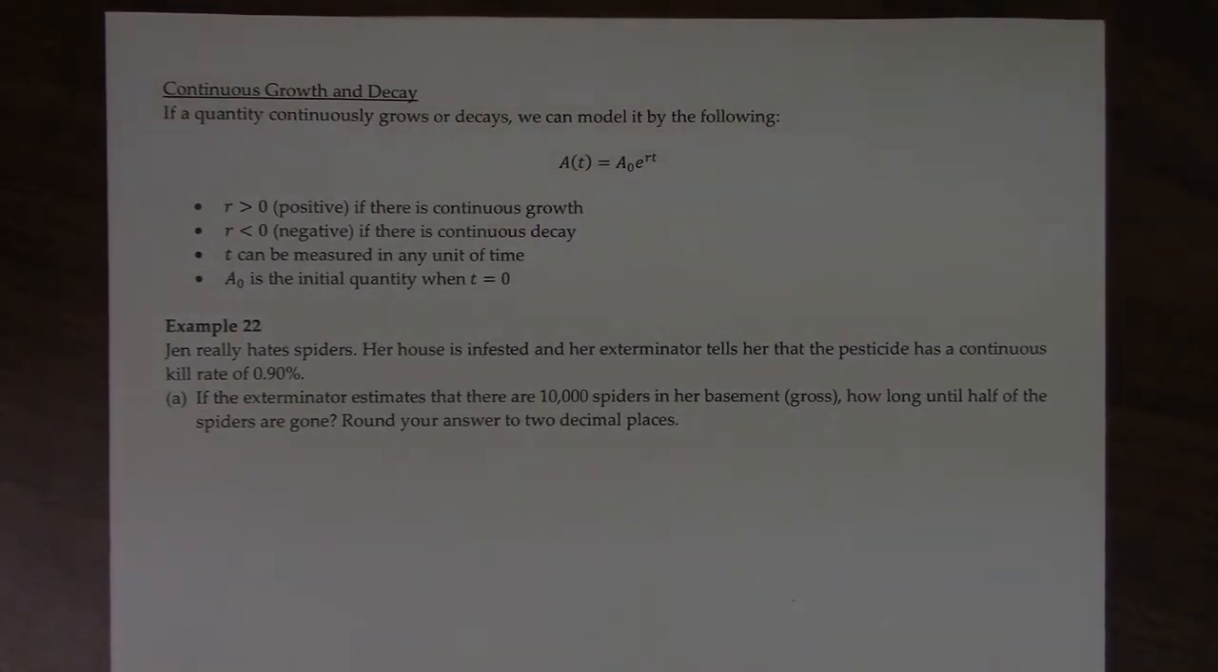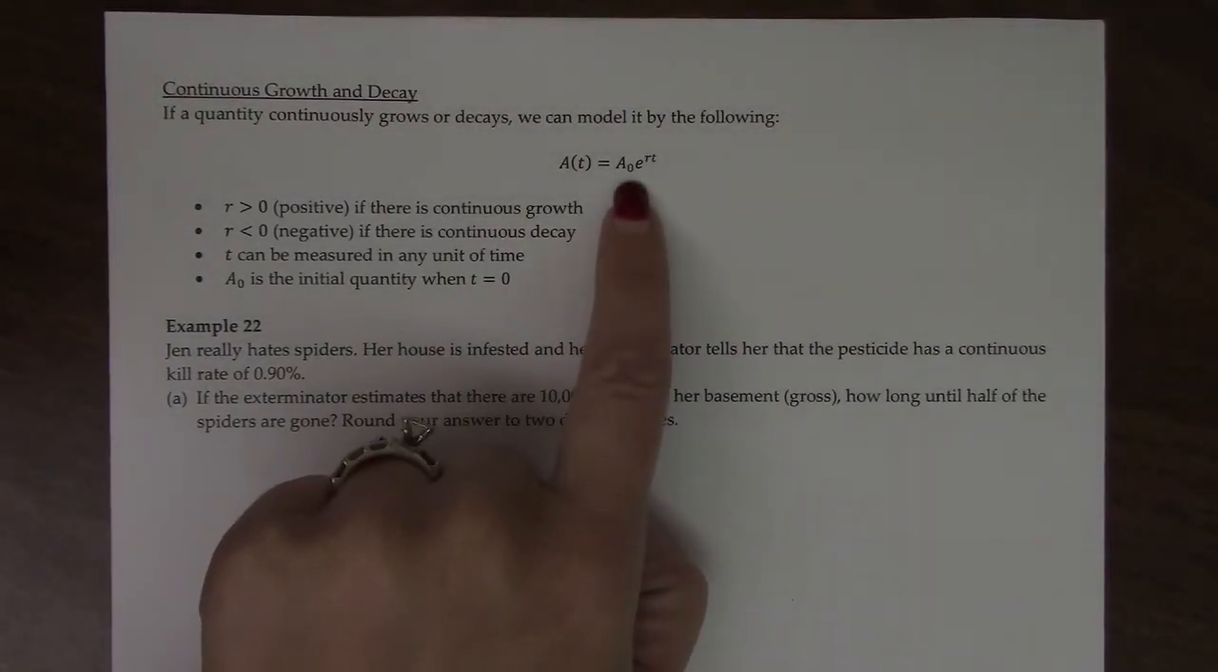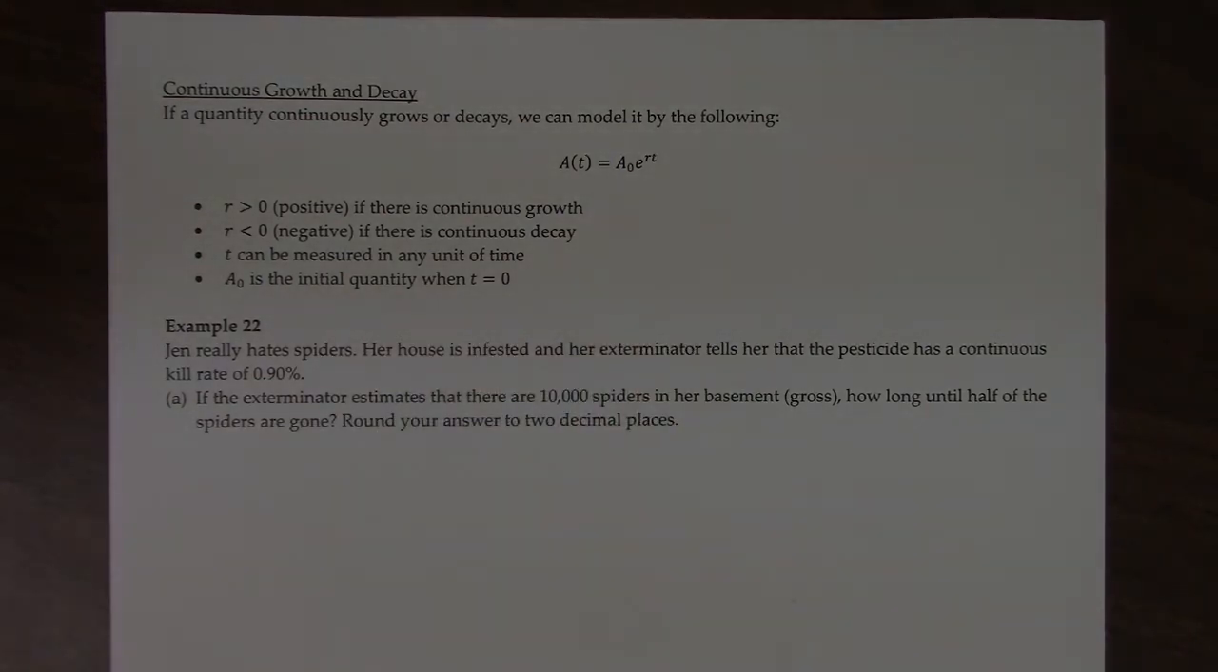So for continuous growth and decay, we're using the same model, except now the time can be in any value. It doesn't have to be years. Whenever we're talking about money, we need time to be in years because the interest rates are annual interest rates. But now the rate is going to decay or grow in whatever unit of time that we assign to the problem.